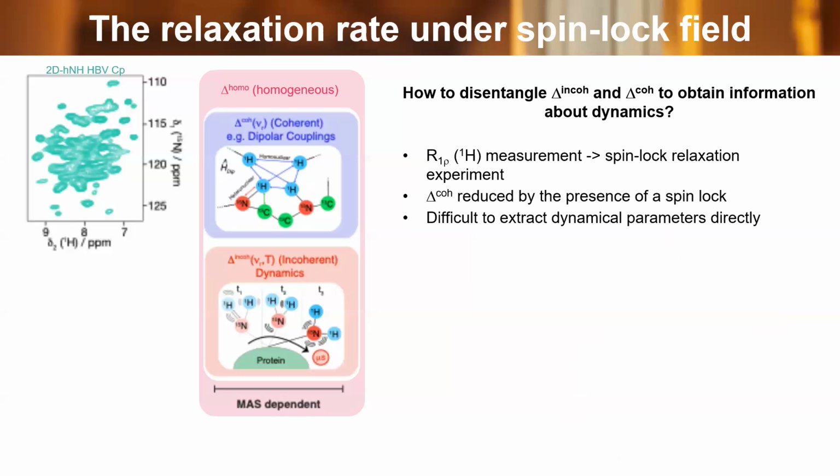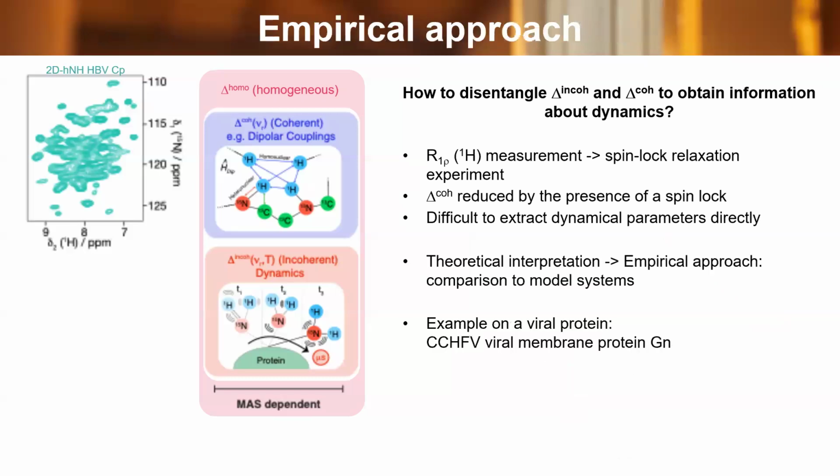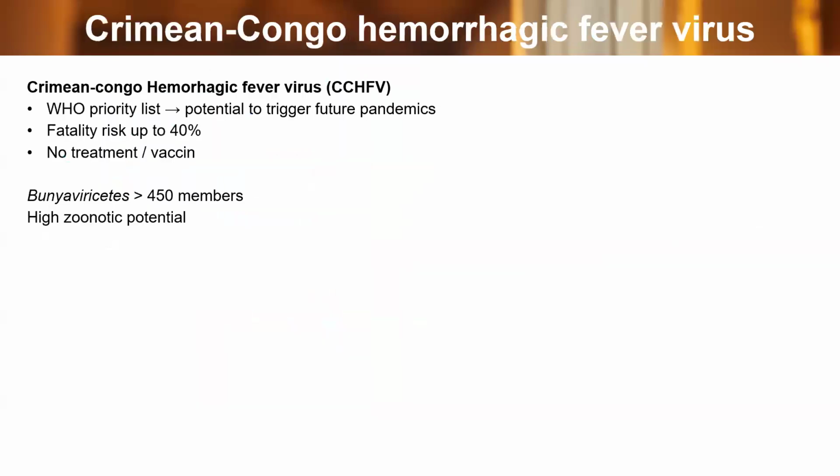So what I will show you today is how you can do that by, instead of doing a theoretical interpretation, using an empirical approach, so by comparing your data with model systems with known dynamics. And I'll show you this on the example of a viral protein, the glycoprotein N from the Crimean-Congo hemorrhagic fever virus. And just before going into details, I wanted to briefly introduce the virus we are working on.